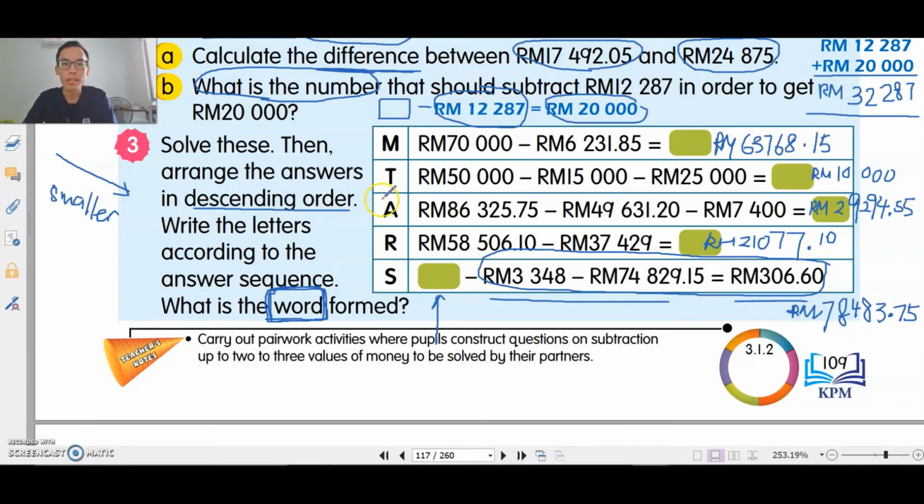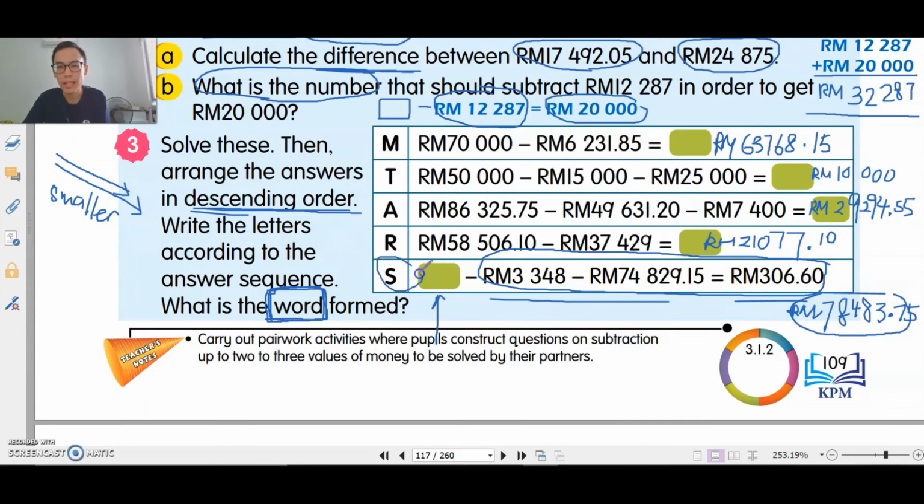Okay, now we got all the answers, so we have to arrange them in descending order. So descending order, once again, the numbers are getting smaller and smaller. So you should put the biggest number in front and then it gets smaller and smaller. So which one is the biggest number here? So we can see that it is 78,000, right? 78,000 is the biggest here.